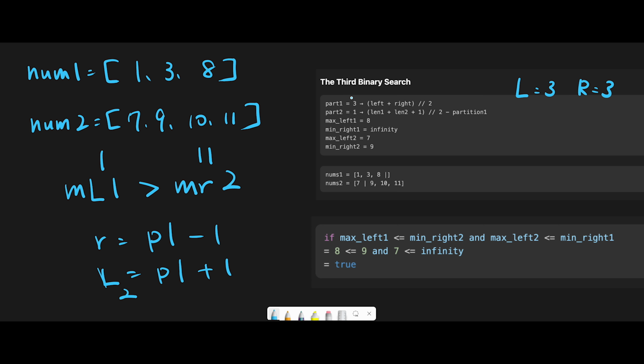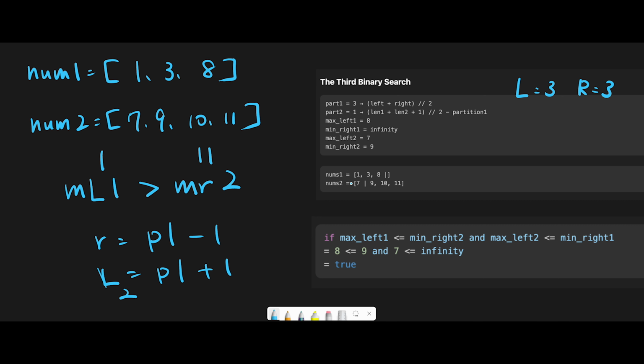Okay, let's talk about the third binary search. Now the left pointer is 3 and the right pointer is 3. So partition 1 is 3 plus 3 divided by 2, that is 3. And partition 2 is, this is always 8, right? Divide by 2 is 4, minus 3, and that is 1.